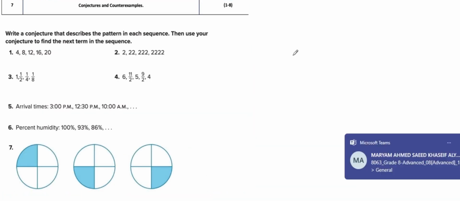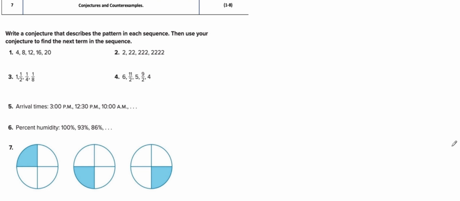Now the question number 7. How are we going to solve it? Question number 7 is very easy. It says to write a conjecture. So what is the conjecture here? Look at question number 1.